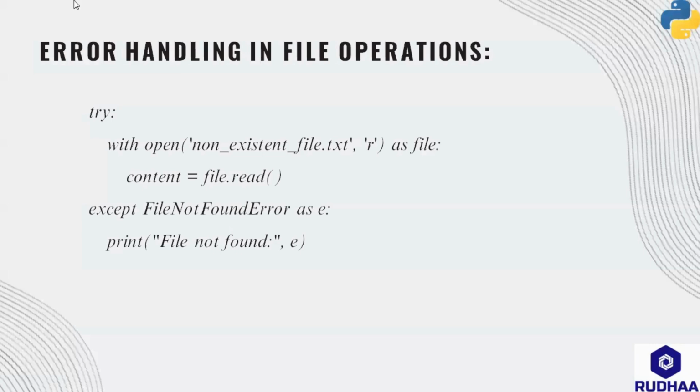Try: with open some file in read mode as file, content equal to file.read. If the file exists, the contents will be printed. Otherwise, except FileNotFoundError as e. If the file is not found, it will print file not found, comma, e. So e will be the file not found error. This is how you can handle the errors in file operations.